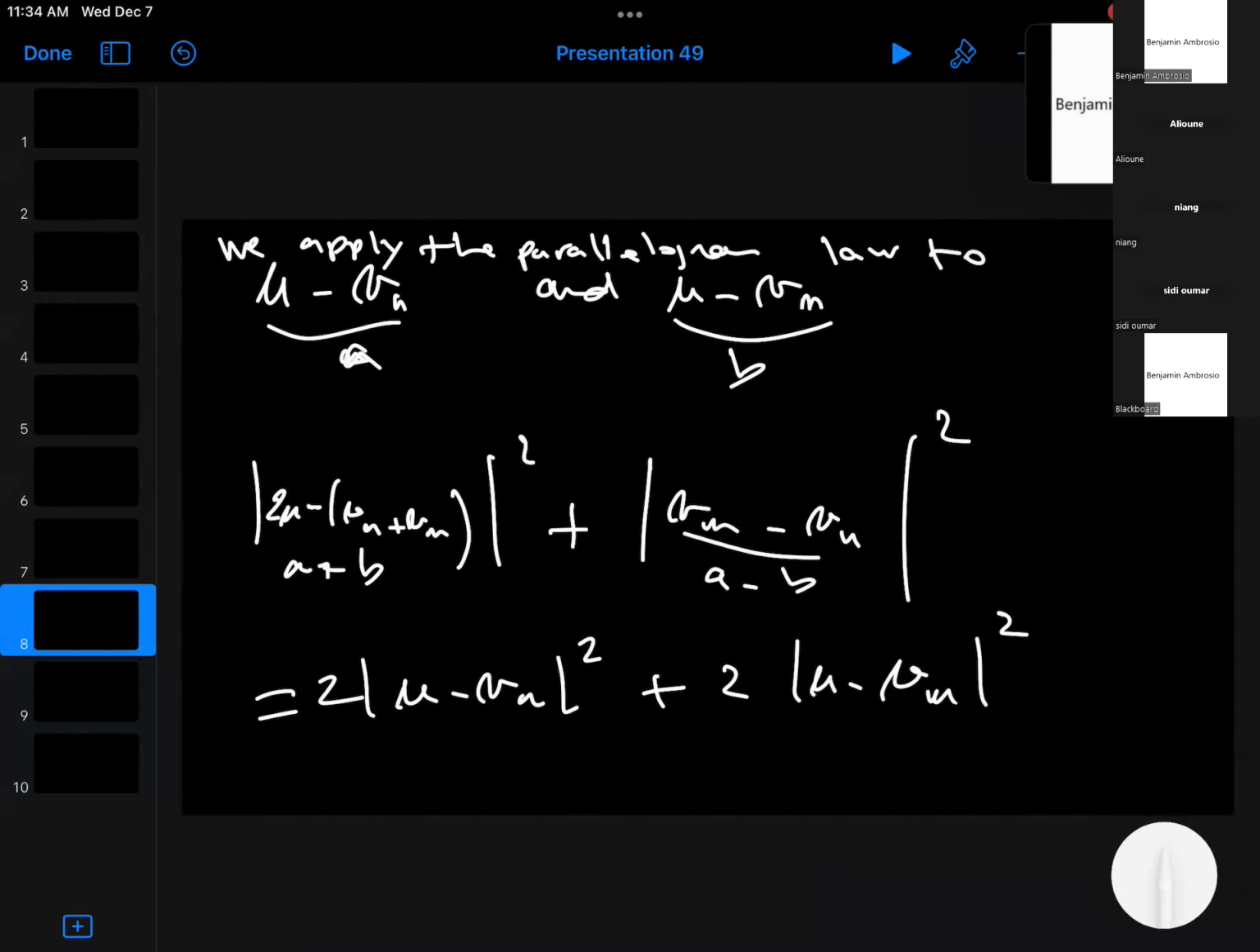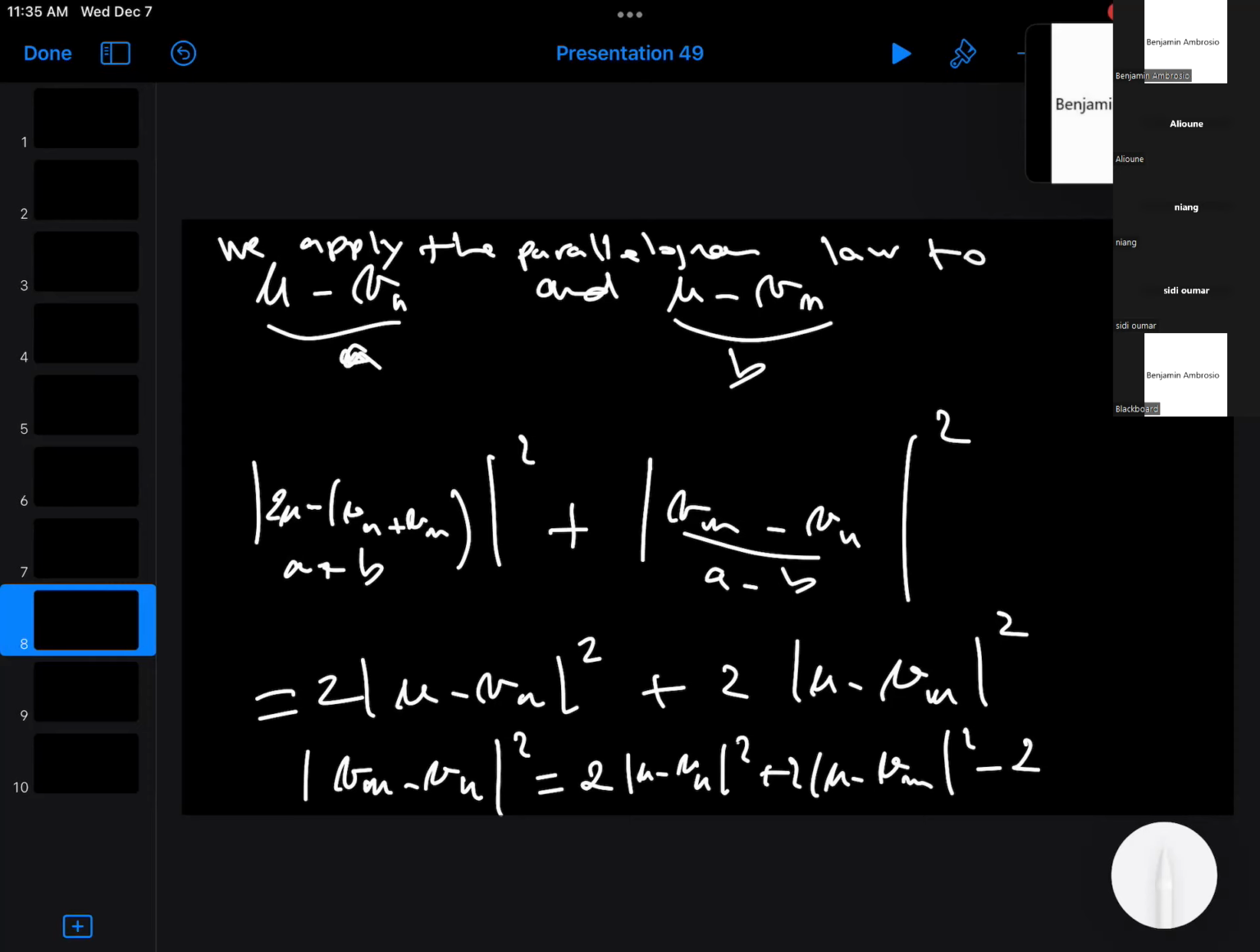So I'm putting that alone, and so we have that the norm of Vm minus Vn squared equals 2 times the norm of u minus Vn squared plus 2 times the norm of u minus Vm squared minus 4 times the norm of u minus Vn plus Vm divided by 2, squared.